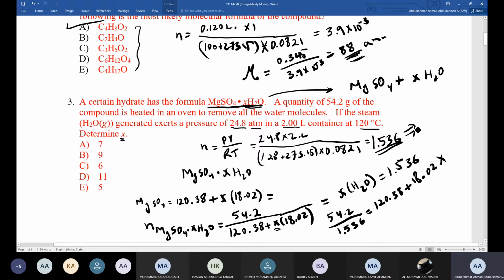Calculate this in grams. 27.67. That's 27.67 grams H2O. Then how many grams in MgSO4? In MgSO4, how many grams, only without the water, which is 54.2 minus 27.67. I like that, yes.